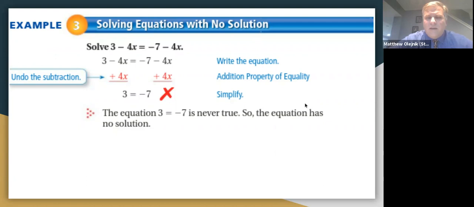So when you get numbers or constants on either side of your equal sign that are not the same, either you made a big mistake or you did solve it correctly, but this equation has no real solution.